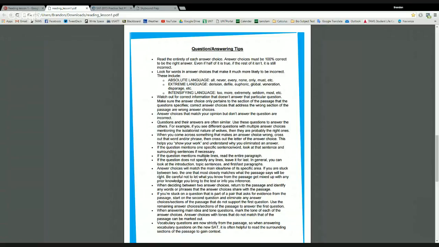Let's see. Introductions will match the main idea and tone of the specific area. So if you're stuck between two, match the main idea or tone to that specific answer choice to see if you can get the correct answer. So if you know the passage is a positive passage, and let's say the question asks about the main idea, make sure the main idea fits the same tone as the passage, which is positive. So you can cross out all the negative ones. So matching tone with the answer choice is really important.